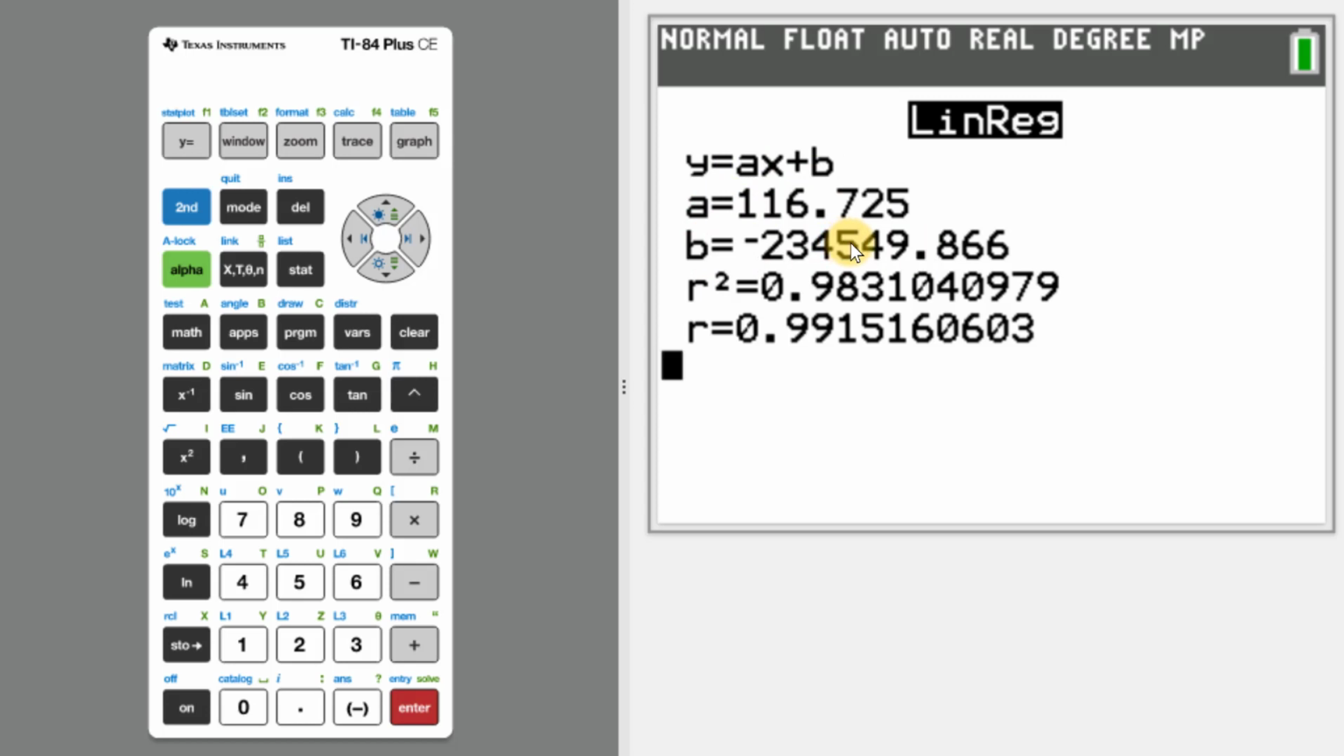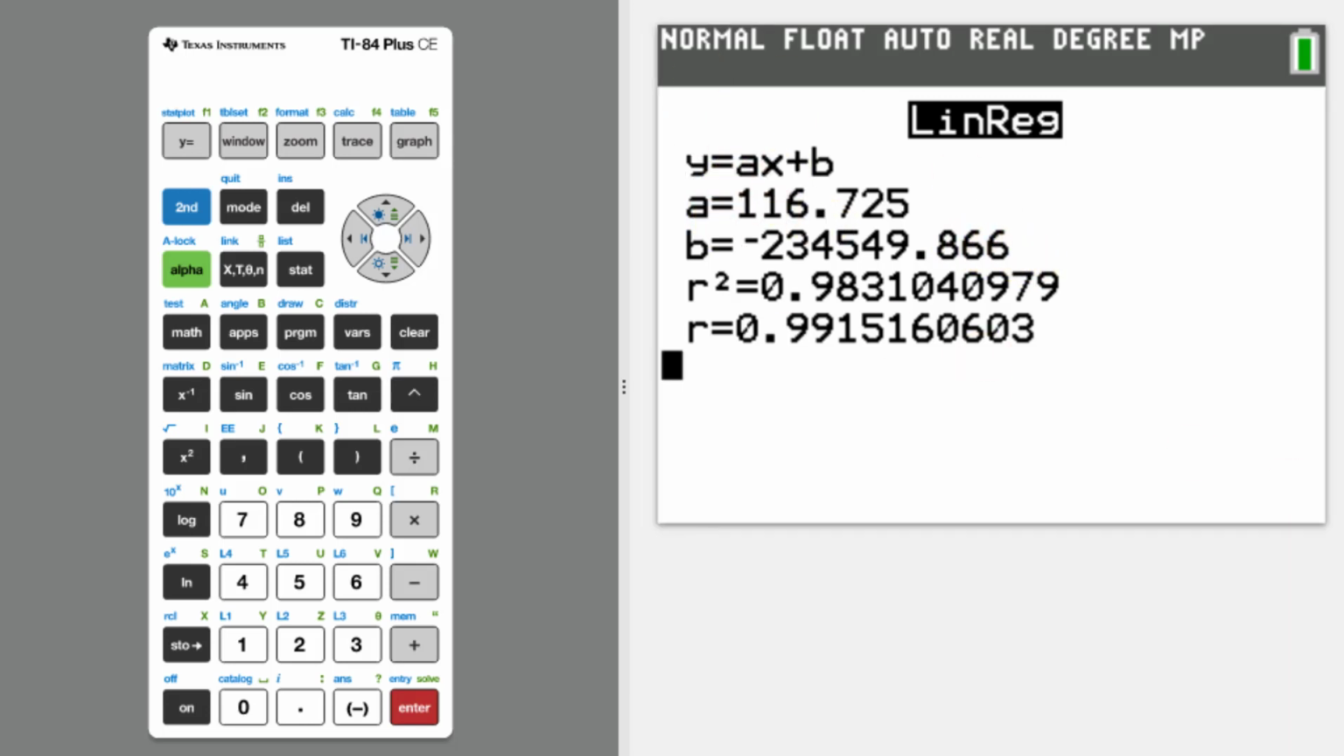So y actually equals 116.725x minus 234,549.866. Okay, so that, if you input A and B, would be the answer to our prompt here. And we can go ahead and take a look at the graph of this.